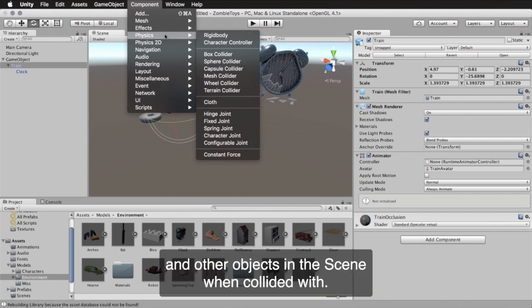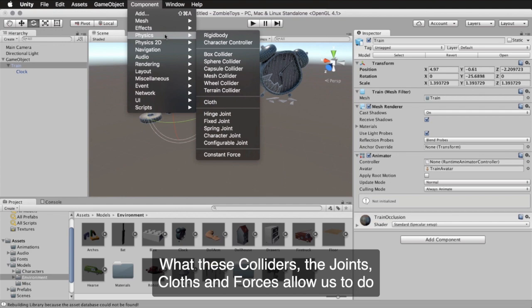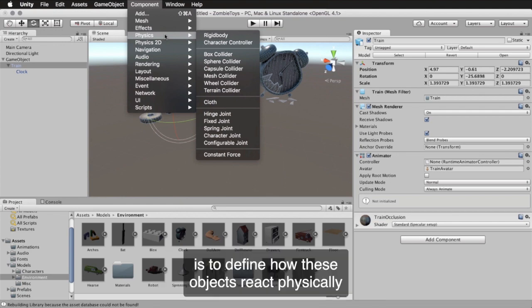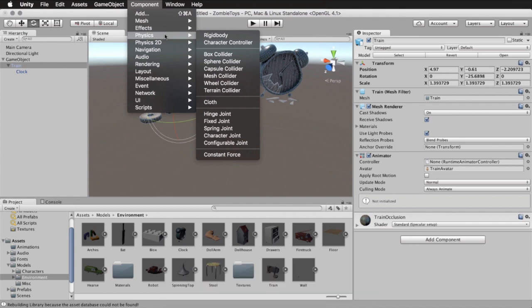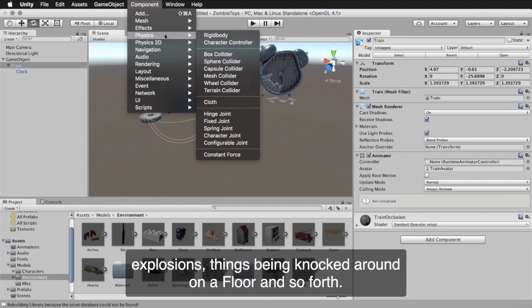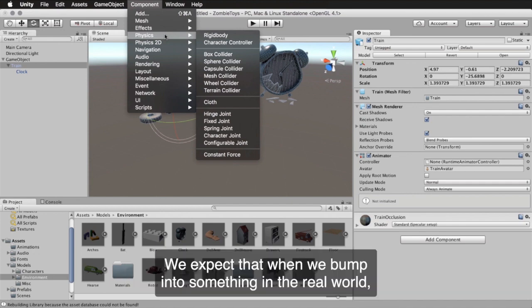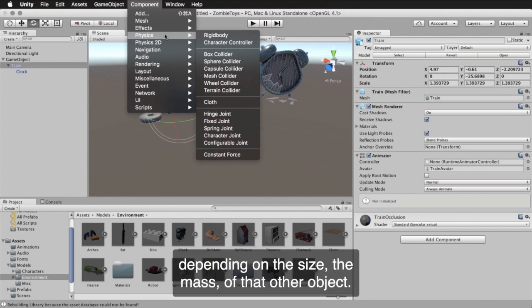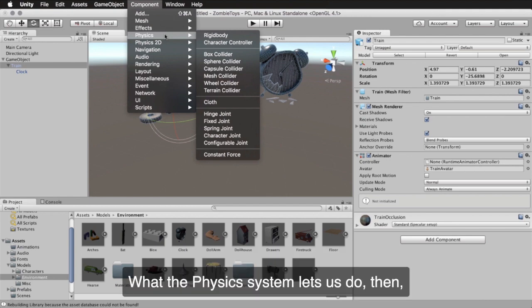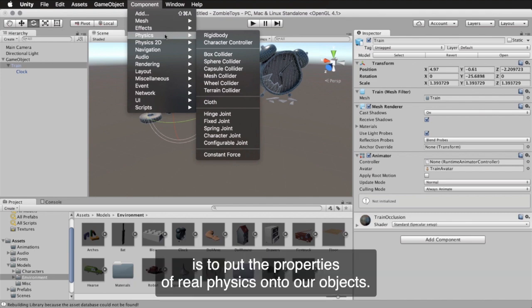What these colliders, the joints, cloth, and forces allow us to do is to define how these objects react physically to other objects and collisions, such as characters running into them, explosions, things being knocked around on a floor, and so forth. We expect that when we bump into something in the real world, there's a good chance it might fall over, or we might recoil backwards, depending on the size, the mass of that other object. What the physics system lets us do then is put the properties of real physics onto our objects.